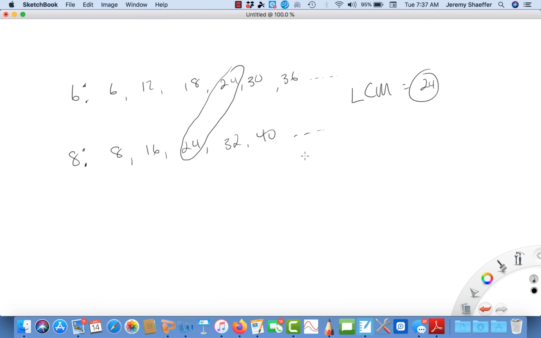All right, pretty easy to find, and they're going to give other ways to do this. So let's say it asks for the least common multiple of 18 and 24. And then they ask to use prime factorization to find that. So what does that mean?